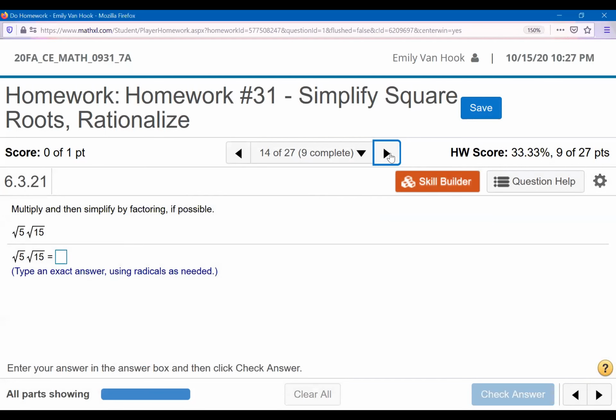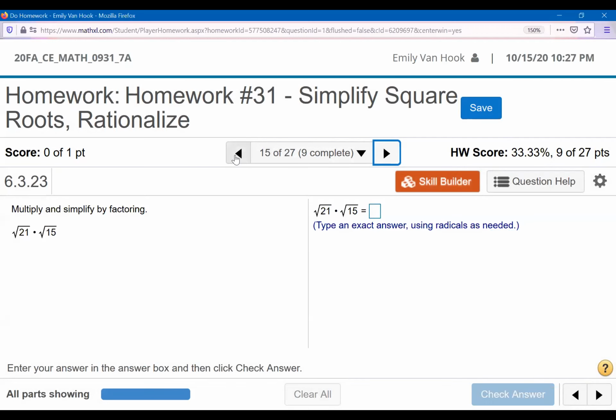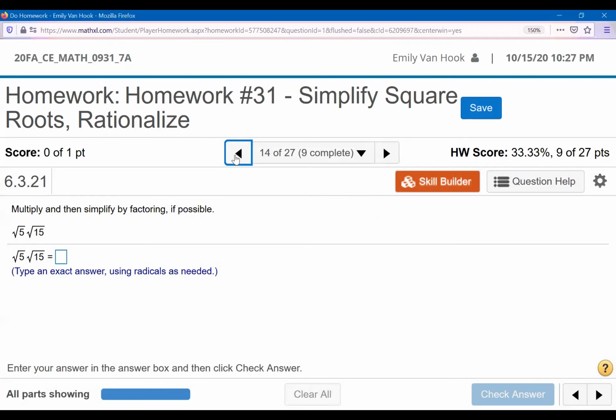And here's a multiplying question. Are we ready for this one? Let's see. I thought that didn't come till 15. Okay, well, I'll end with number 14. This is kind of a preview of the part 2. It says multiply and then simplify by factoring if possible.